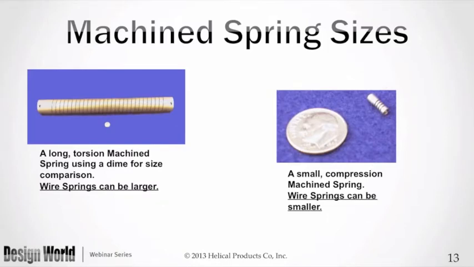Wire springs, you know, can be smaller because they're limited by the size of the wire, and we know that wire can be pulled down to tens and 12 thousandths diameters, maybe even smaller, and they can be formed. So the machine springs are really a subset of the size capability of the wire springs at this point. Now let's take a look at some of these machine springs.